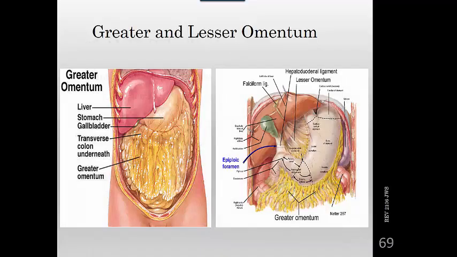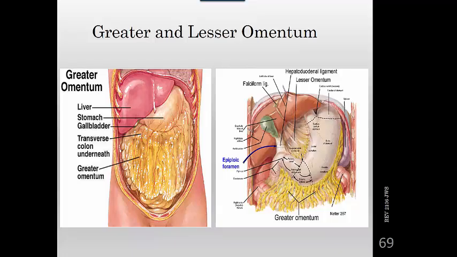The anatomical images on this slide demonstrate the greater and the lesser omentum. On the left image, the greater omentum covers the small intestine and the large intestine and connects it to the abdominal wall. And here we go with the lesser, and it's connected to the stomach here, greater curvature of the stomach.